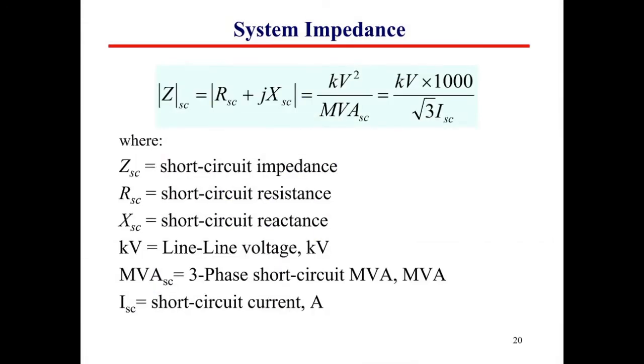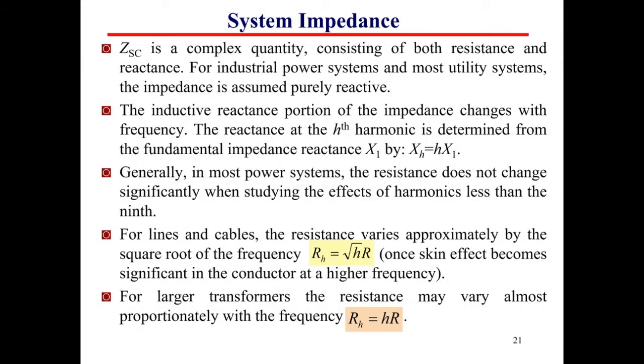Okay, so then we can calculate the system impedance from the short circuit calculation. Those will be given. The short circuit at a certain bus will be given, and we know the voltage of that bus. So the voltage squared divided by the short circuit megavolt ampere will give you the source impedance, what we call the short circuit impedance. System impedance.